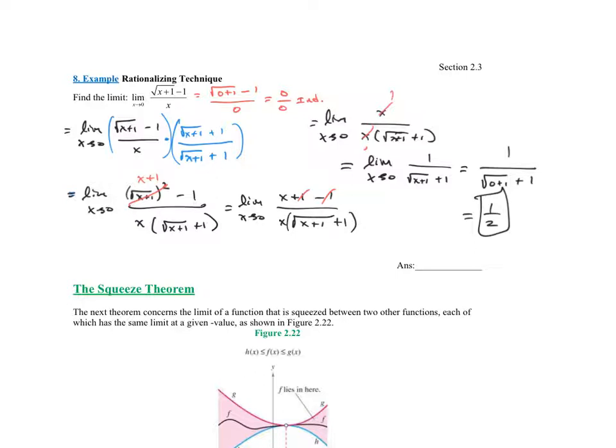Hit table, type in the square root of x plus 1 minus 1 all over x. You're going to plug in numbers to the left of 0, like negative 0.1, negative 0.01, negative 0.001. You're going to plug in numbers to the right of 0, like 0.1, 0.01, and 0.001. And you should notice all of those values getting closer to 1/2.